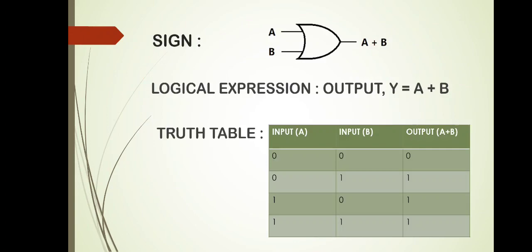Here is the diagram of the OR gate, and the logical expression of the OR gate is y is equal to a plus b. And the truth table of the OR gate explains that the output will be 1 whenever at least one high input is present. For 0, 0 the output is 0, and the other possible combinations are 0, 1 gives 1; 1, 0 gives 1; and 1, 1 gives 1.